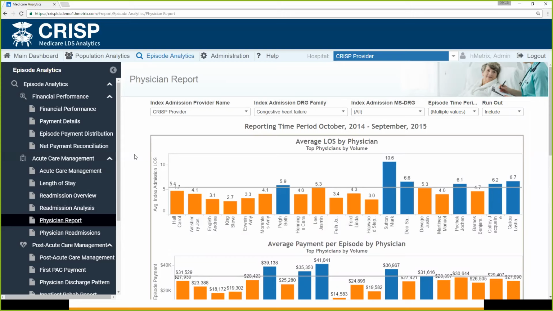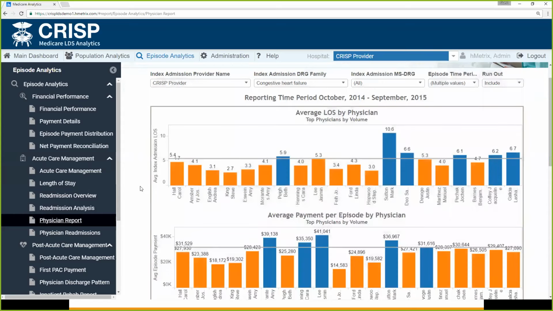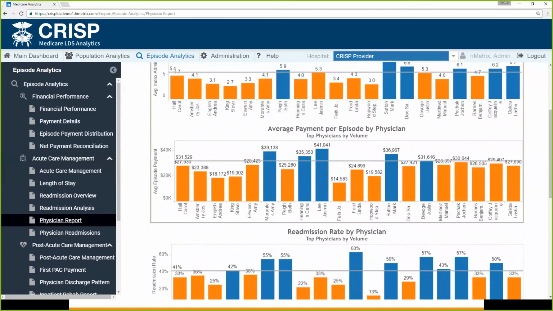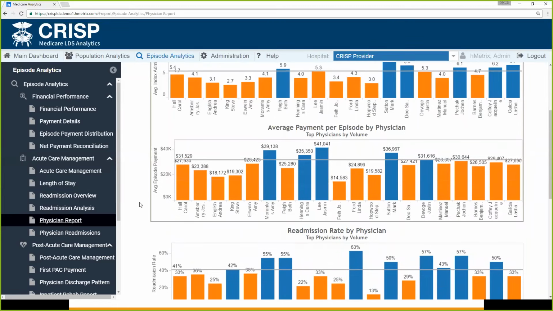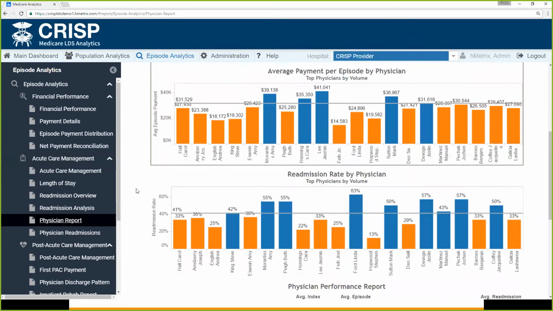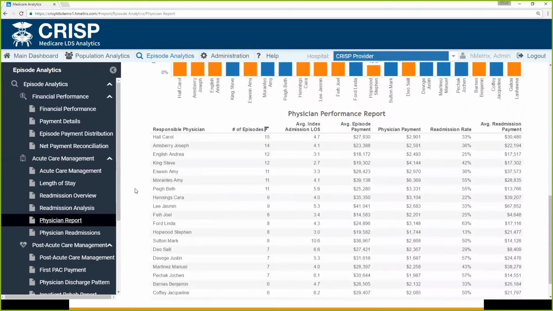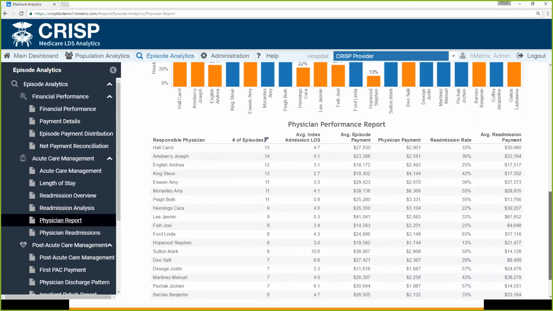So what this report lists is each of the different responsible physicians for that selected episode family. It gives information such as the average length of stay by physician, the average payment per episode by physician, and the readmission rate by physician. And then again, there's a table below that gives a lot of the same information in tabular form instead.